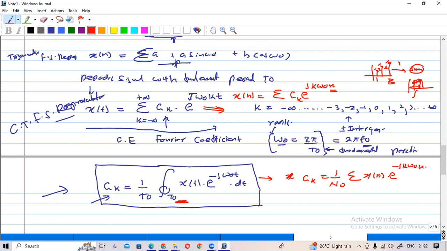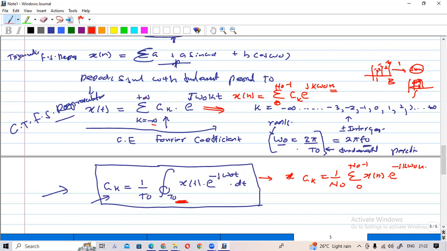Now here you can see that the limit is minus infinity to plus infinity, but actually there is no need to add these terms from minus infinity to plus infinity in the discrete time version. I will tell you why. It will be enough to add from 0 to N naught minus 1, within a period. So here also, the same, within a period, that is 0 to N naught minus 1. I will tell you why this minus 1 came here.